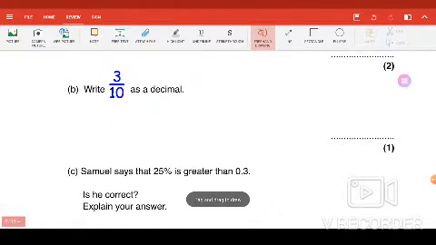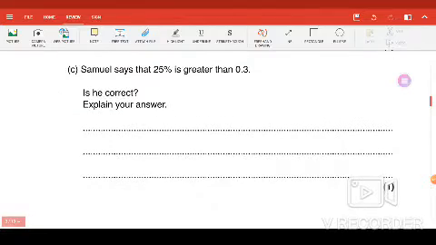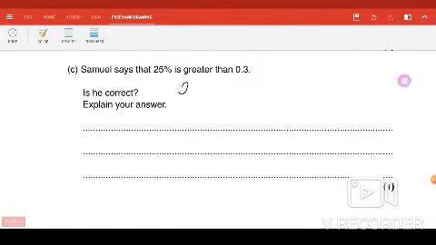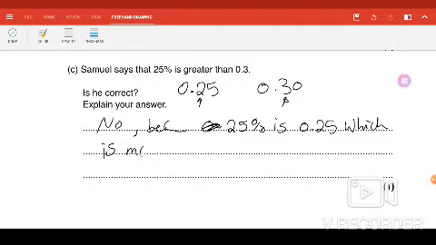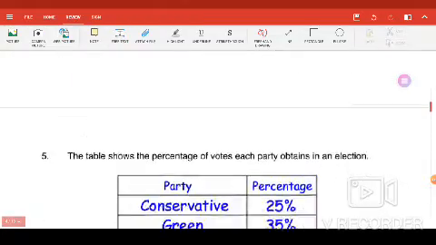3/10 as decimal will be 0.3. Samuel says that 25% is greater than 0.3. Is he correct? As you know, this is 0.25 and this is 0.3. Comparing from left, this is bigger because this is 30, so he is not correct, because 25% is 0.25, which is smaller than 0.3. You understand the idea?